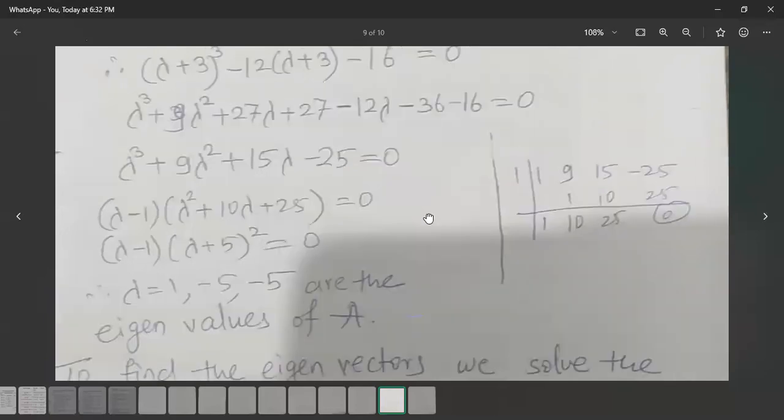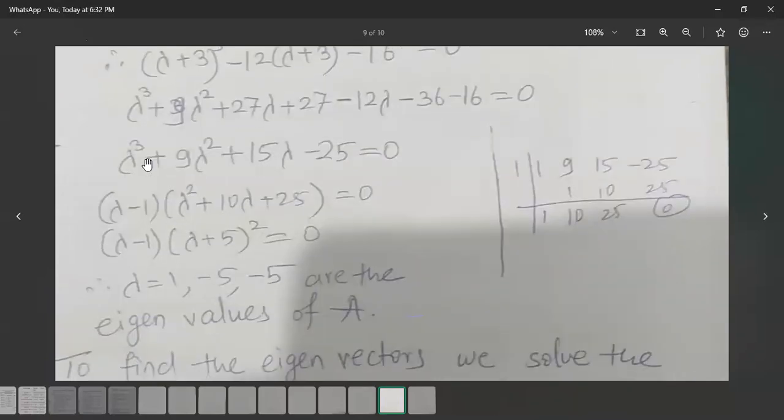So what I did was I just saw if I add all the coefficients, do I get a 0? See, 1 plus 9 is 10, 10 plus 15 is 25, minus 25 makes it 0, means 1 is the root. 1 is the root.